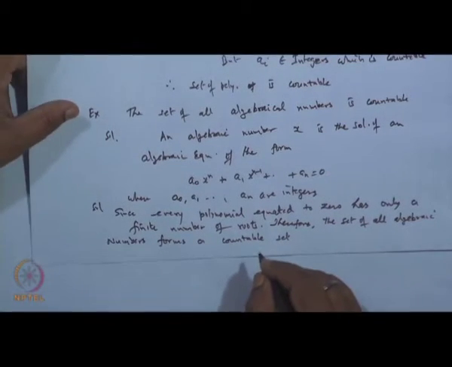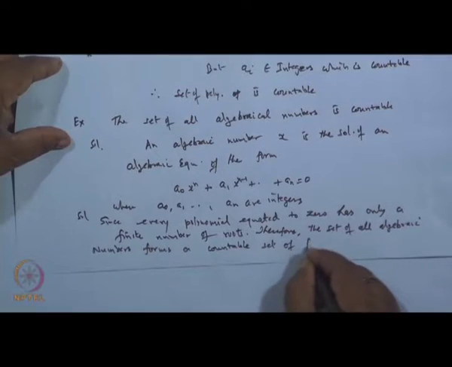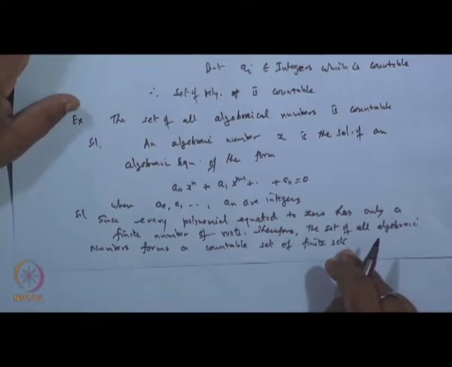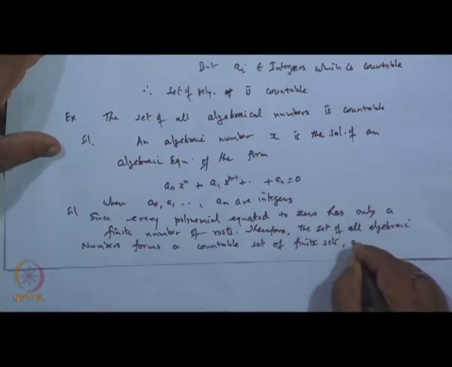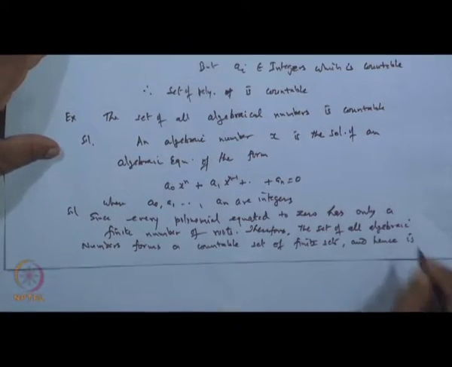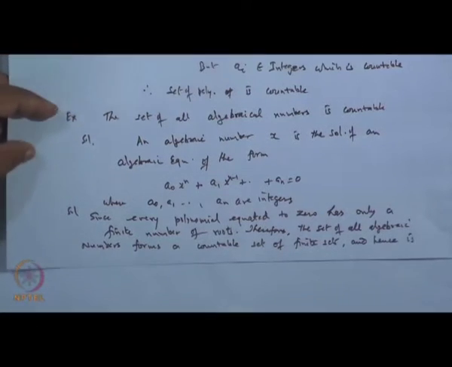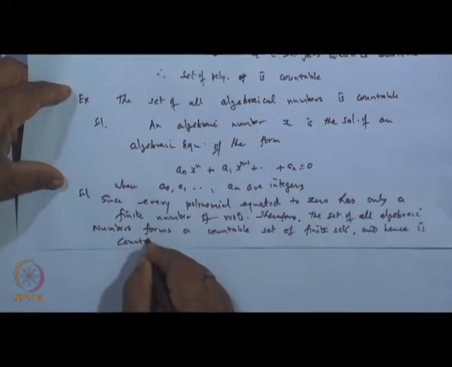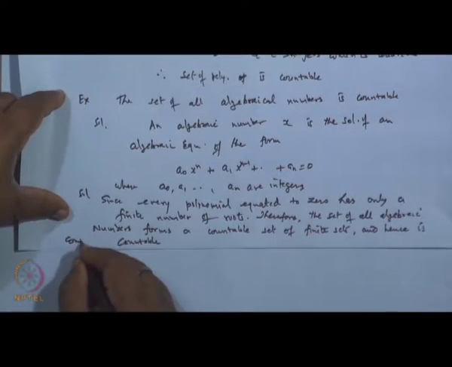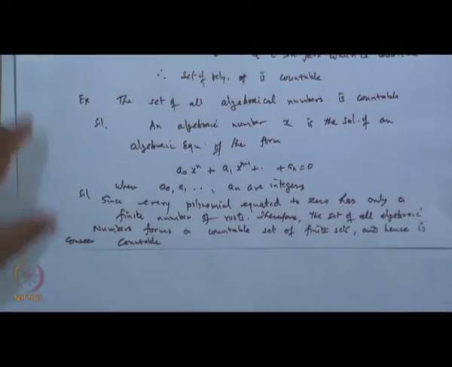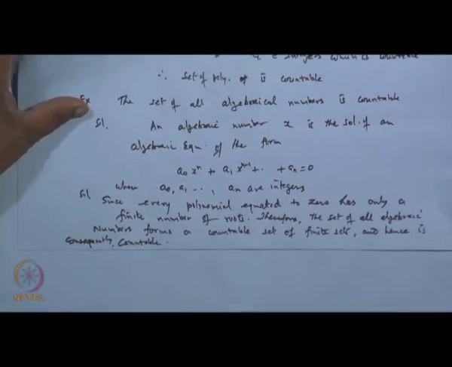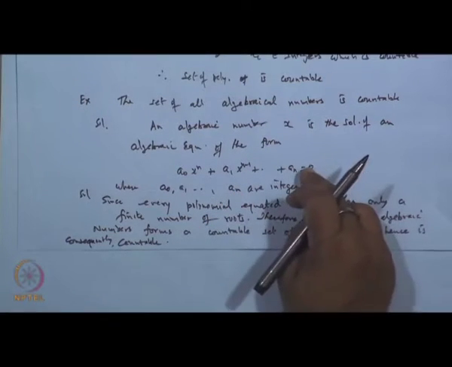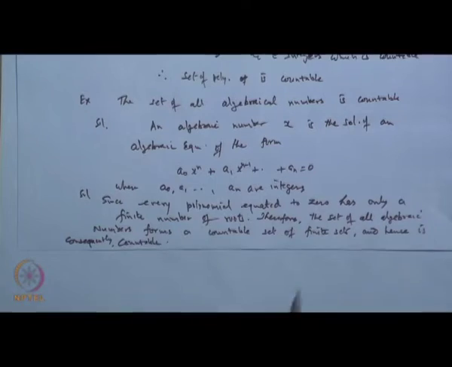It is a countable collection of finite sets, because these solutions are finite. So, it forms a finite set, it is countable, and consequently countable. Because when you find the roots of this polynomial, you get finite roots, at most n.